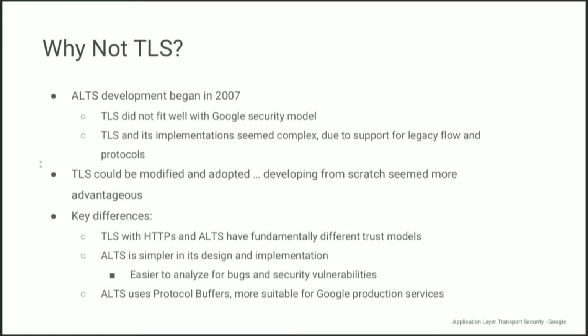Some key differences between ALTS and TLS are, and the list is not exhaustive, there are more things than what's on the list, but basically the trust model is different, and I'm going to be talking about this trust model in a few slides. ALTS is simpler in design and implementation, which allowed for easier analysis of bugs and security vulnerabilities. And last but not least, ALTS uses protocol buffers heavily, which is widely used in Google. It's more suitable for Google's production network.